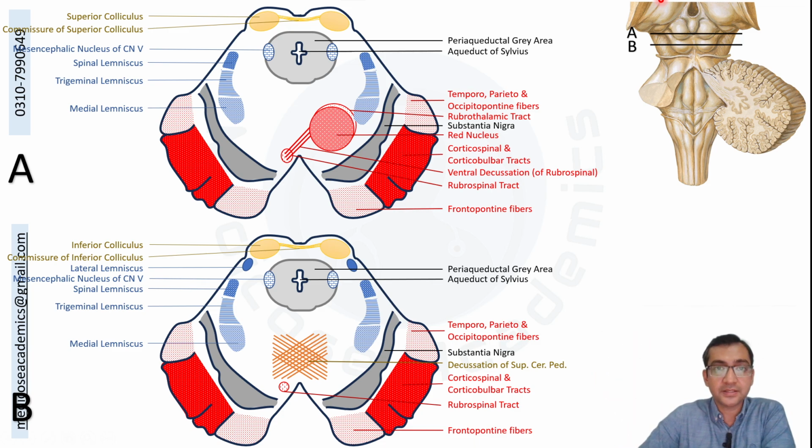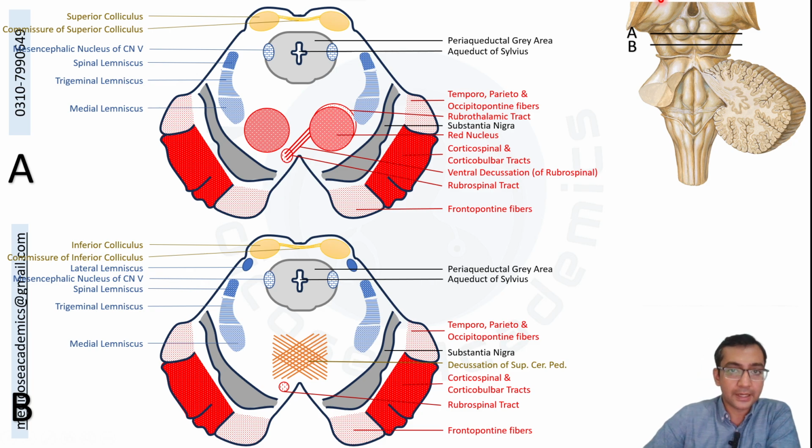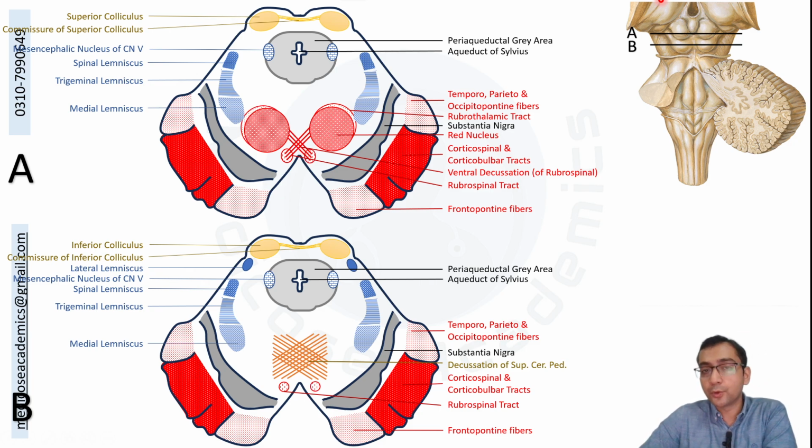You can repeat the same things on the opposite side. The red nucleus, the crossing fibers of the rubrospinal tract, the decussation, the ventral decussation. Then there is this rubrospinal tract seen on both segments.